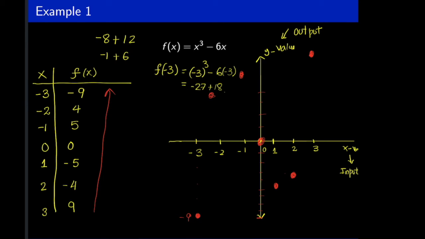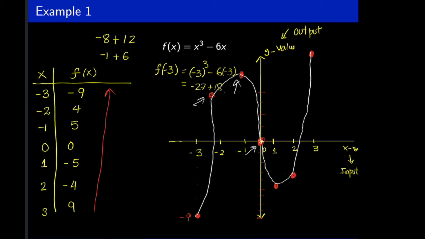To finish the problem, now we will connect the dots. We will connect the dots from left to right. So this we will connect with this, and then the next one, and then the next one, and then the next one. Make sure that you connect the dots from left to right, as you take the input values. So this is the rough graph of your function f of x is equal to x cubed minus 6x.